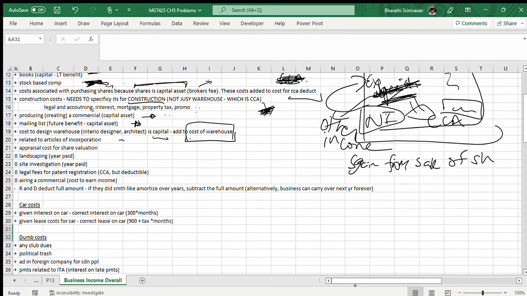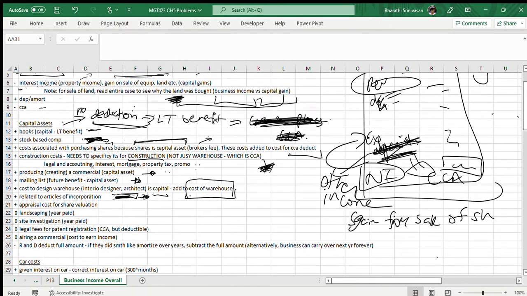Next, we have anything related to the articles of incorporation. Articles of incorporation is also a capital asset. If you look at the CCA classes, articles of incorporation, I think, is class 14.1 or something like that. You can deduct CCA on it because it's a capital asset. So anything related to articles of incorporation, you can deduct. Those kinds of things you have to add back to income.